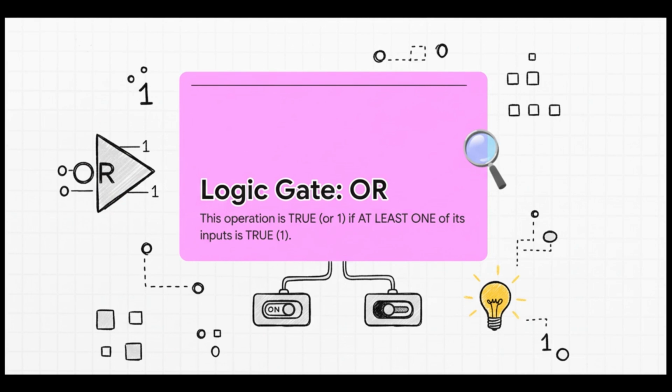Next, we've got or. This one's a little more forgiving. With or, the outcome is true if at least one of the inputs is true. Think about paying at a store. You can use cash or you can use a credit card. Either one will work just fine.